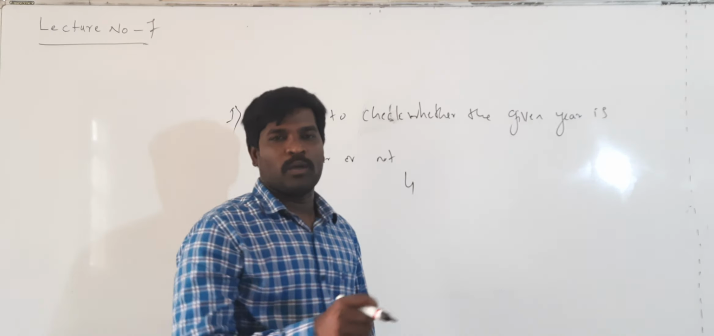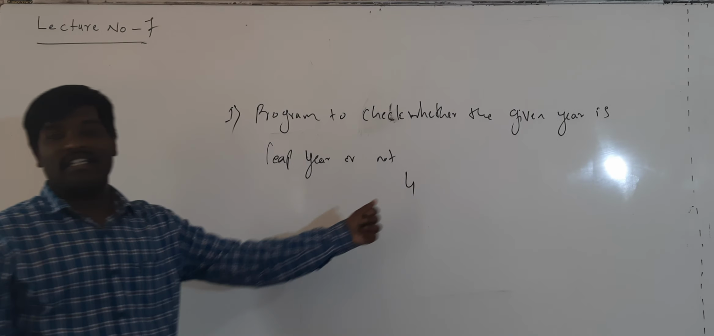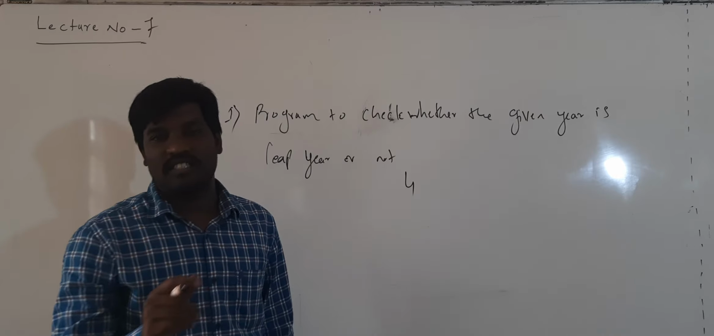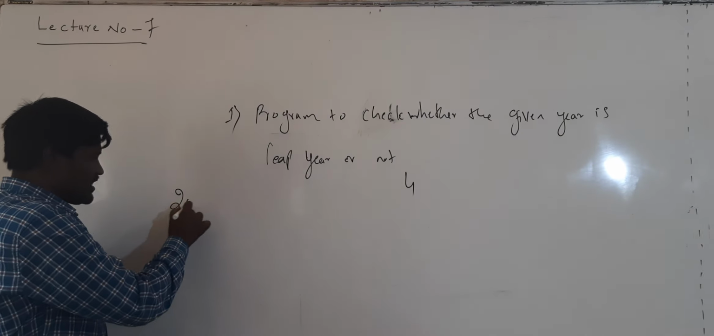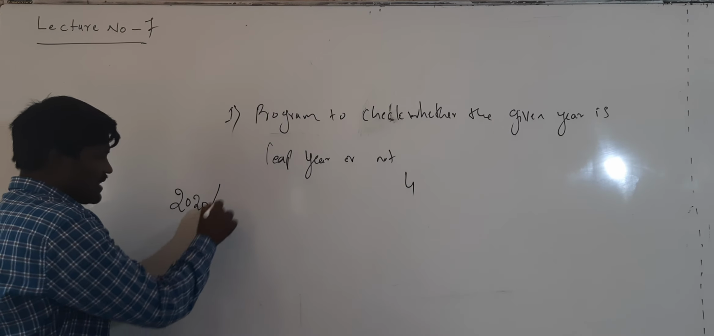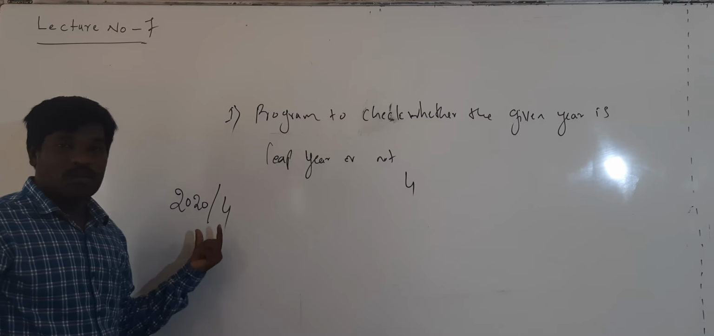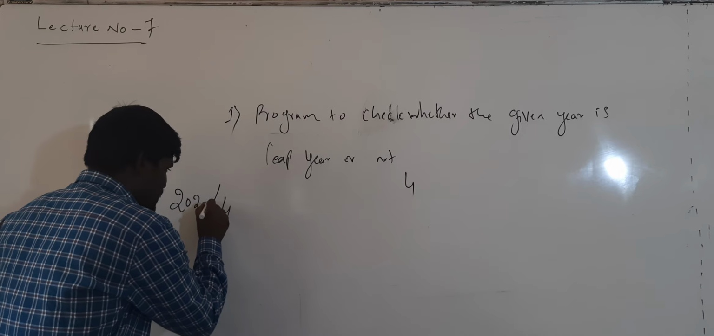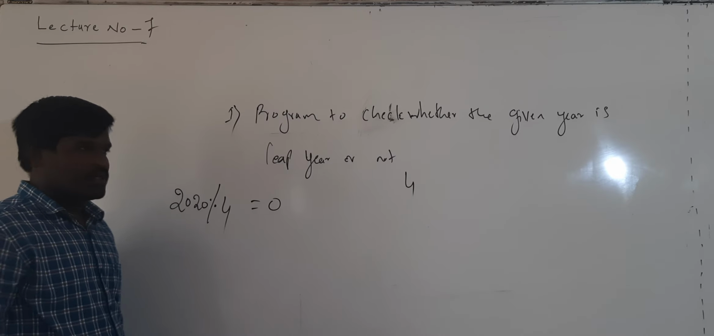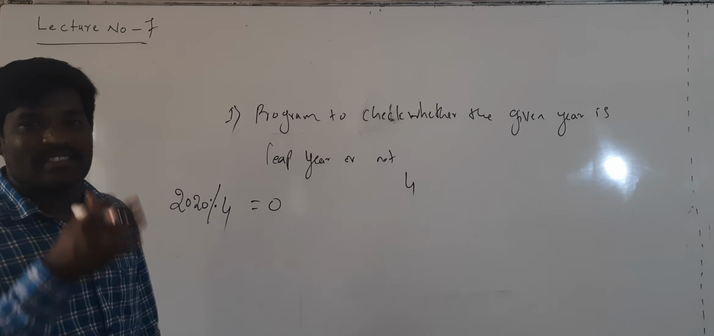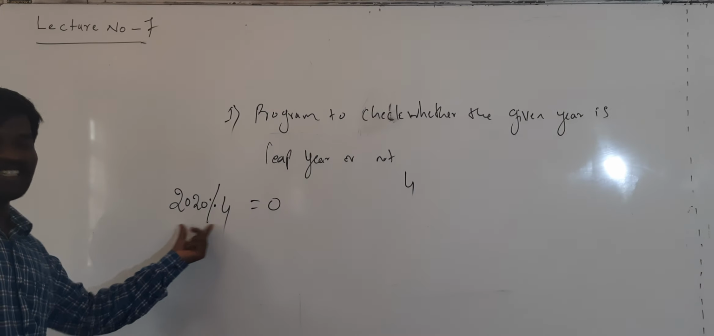Okay, if I give the input as a year, that year is divisible by 4 and the remainder should be 0, then that year is called a leap year. For example, if I consider 2020 divided by 4, I said that you have to consider the remainder. Remainder means you can use the modulus symbol. 2020 mod 4 is equal to 0. So completely 2020 is divisible by 4 and the remainder is 0. So that's why 2020 is a leap year.